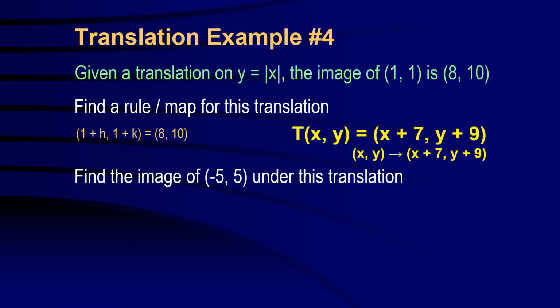So now if we're going to find the image of (-5, 5) under this same translation, we'll have to take -5 and add 7 to it, take positive 5 and add 9 to it, and we'll come up with the point (2, 14).